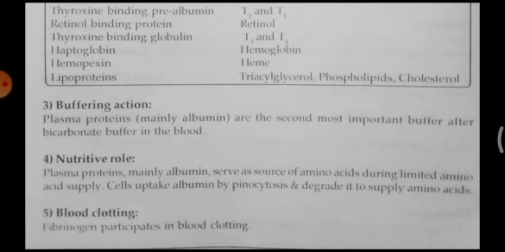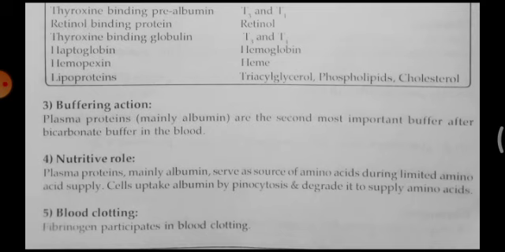Nutritive value: plasma proteins, mainly albumin, serve as a source of amino acids during limited amino acid supply. Whenever the protein intake or amino acid intake is less, in such a condition, the plasma albumin will provide its amino acids for the various body functions. Cells take up albumin by pinocytosis and degrade it to supply amino acids for the required function.